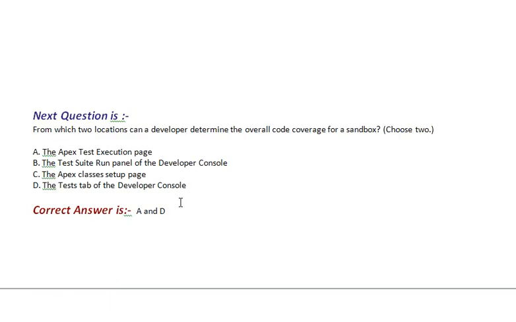Our next question is, from which two locations can a developer determine the overall code coverage for a sandbox? Choose two. Option A, the Apex Test Execution page. Option B, the Test Suite Run panel of the Developer Console. Option C, the Apex Classes setup page. And option D, the Tests tab of the Developer Console. The correct answer is option A and D.